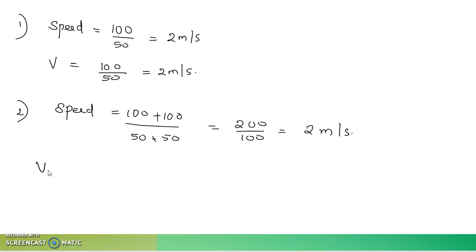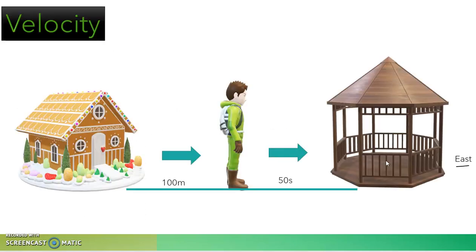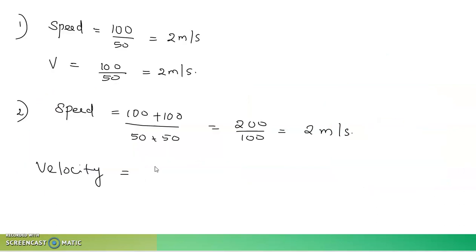Let's see what is the velocity of the boy. He comes back to the initial position, right? He goes towards the east direction and comes back. The same distance he is traveling, but he is reaching the initial position. That means his displacement is 0. So 0 divided by time taken. Time has increased, right? Time is 100 seconds. 0 divided by 100. So velocity of the boy is 0 meter per second.